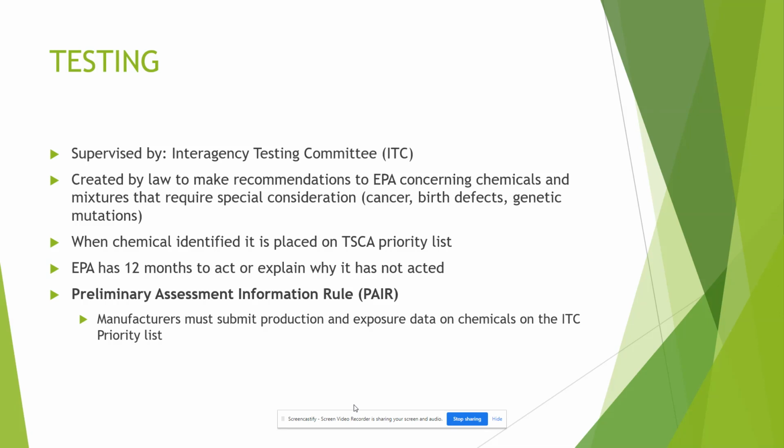And then there's something called the Preliminary Assessment Information Rule. So manufacturers, when one of their chemicals is on the ITC priority list, have to submit their information on production and exposure data. If you look on page 245, these are things that the ITC looks for before putting chemicals on the priority list: how much is manufactured and or introduced into the environment, the amount of human exposure, whether this substance is similar to any other chemical known to be harmful, and any data concerning the effects of the chemical.